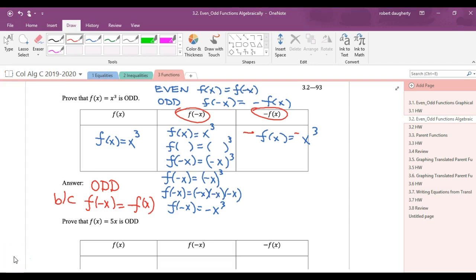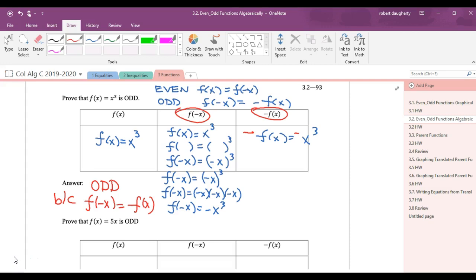The only entities are f of x, f of negative x, and negative f of x. Okay? If these first two things match, that's the definition of an even function. If these two things match, that's the definition of an odd function. So you've got f of x. If f of negative x gives you the same thing, that's even. So that's when these two things match. If f of negative x gives you the opposite of f of x, then you've got an odd function.